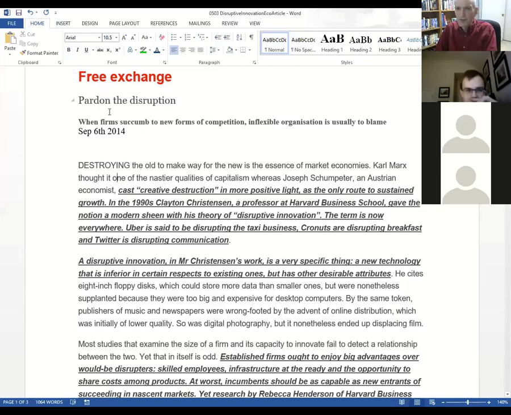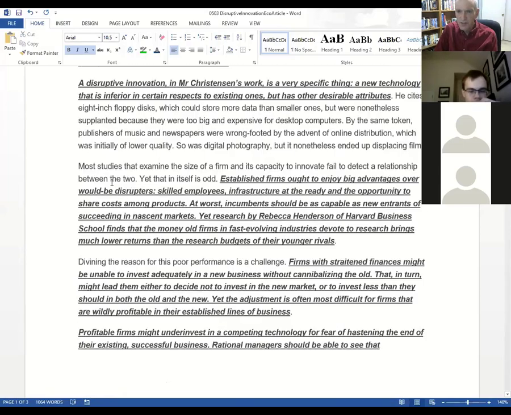So here's an article from The Economist called "Pardon the Disruption." So creative destruction. Christensen, Harvard Business School, he called it disruptive innovation. The term is now everywhere. So Uber disrupting taxi businesses, Cronuts disrupting breakfast, Twitter. So this is an old article, obviously.